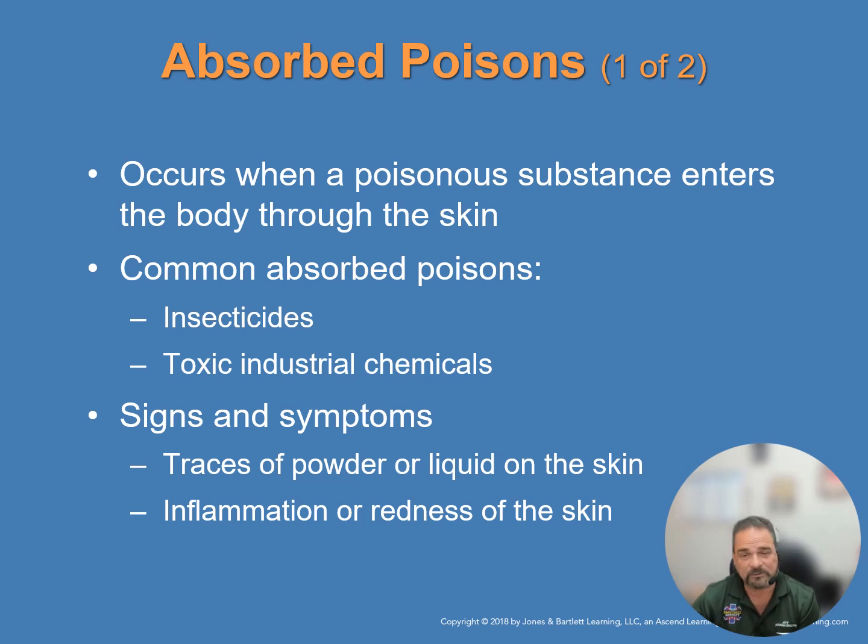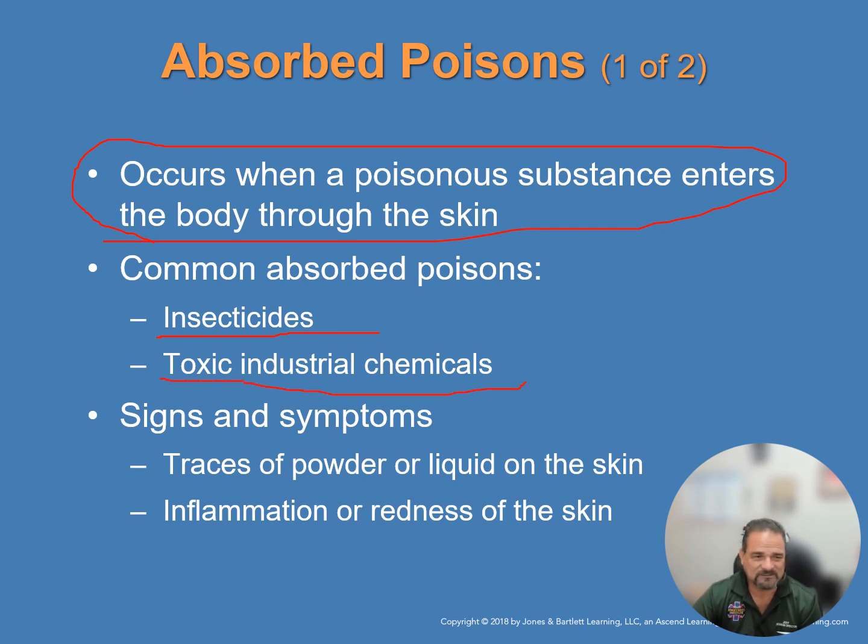All right, absorbed, like we were talking about earlier, something that gets on the skin. This occurs when the poisonous substance enters the body through the skin. Most commonly, insecticides, bug spray. Especially when the yard gets sprayed and you go out there and walk around with your bare feet, you're getting a poison directly into your skin. So we don't want to do that. And then also, there could be a toxic industrial chemical accident.